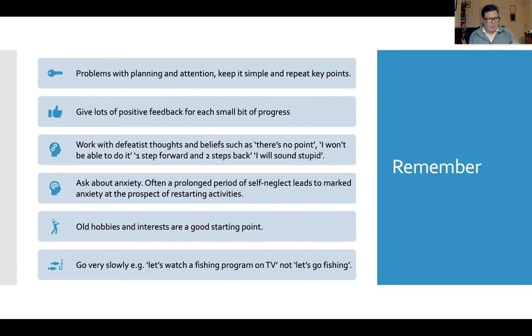How about we find a fishing program on the television and we'll watch it together for 10 minutes. Now, you've got a good chance of success with that. And you might gradually build on that. And a few months down the line, they might say, I would quite like to try. We'll just go for half an hour down to the lake and have a look at where we used to fish. So you're building up stepwise.